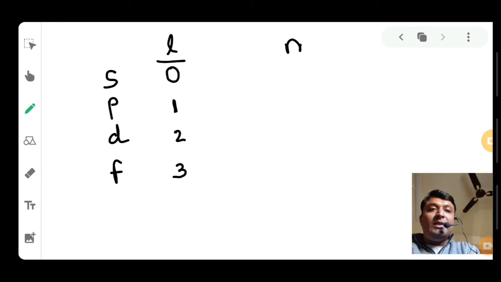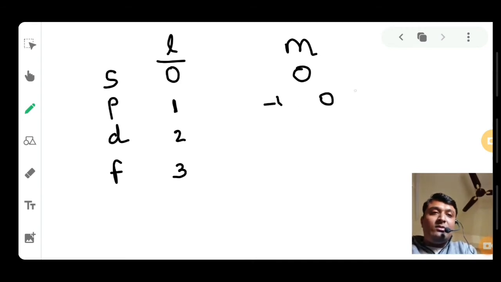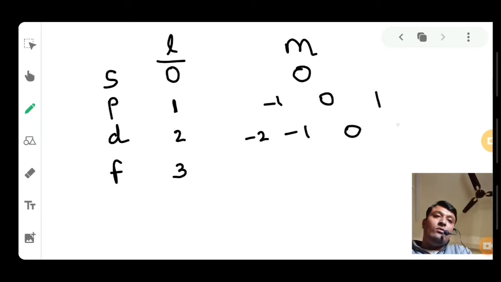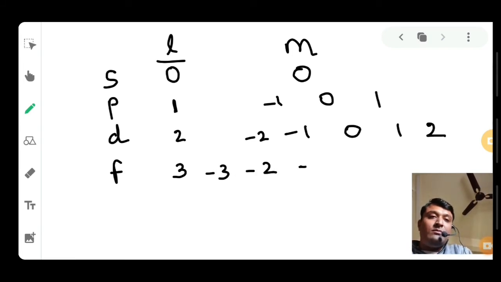And the value of m, that is the magnetic quantum number, will also be dependent on l. If the value of l is 0, then m will be 0. If the value of l is 1, then m will be -1, 0 and 1, as you all know that p has 3 orbitals in it. Same way for d, the values will be -2, -1, 0, 1 and 2, as d has 5 orbitals in it. Same way for f, the values will be -3, -2, -1, 0, 1, 2 and 3.